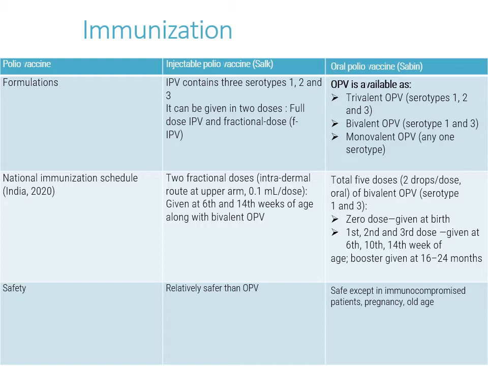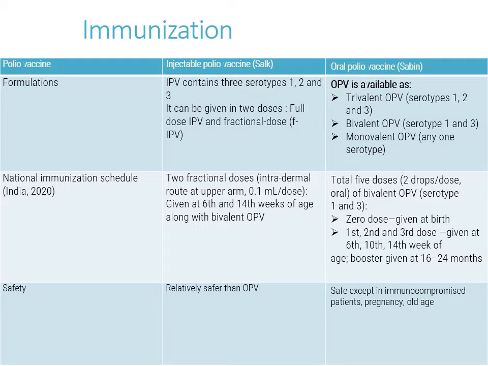So oral polio vaccine is available in trivalent form, also bivalent and monovalent. In trivalent, all the three serotypes have been used. In bivalent, type 2 has been removed, only 1 and 3 are present. In monovalent, depending upon which type of serotype you want to give, you can design according to that.